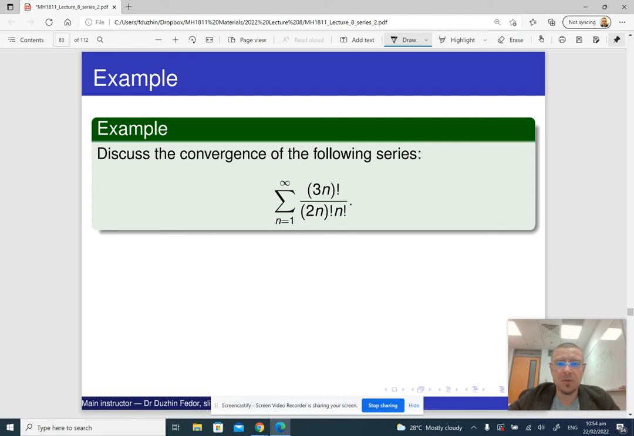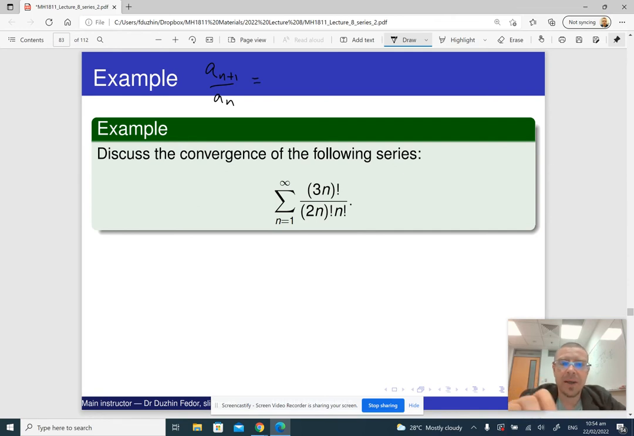So the true power of the ratio test is in evaluating convergence or divergence of series that involve factorials, like this one, right? So in order to apply the ratio test, first of all, notice that all the terms of the series are already positive, so we don't need to put in an absolute value sign in front of the series, so we can just find the ratio a_{n+1} divided by a_n.